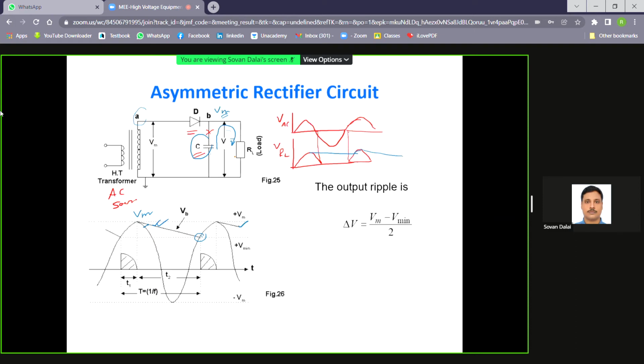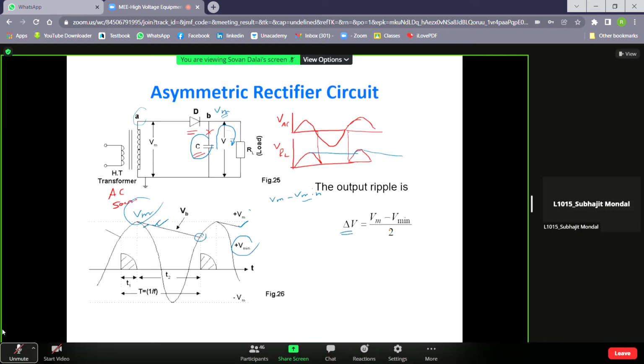And the voltage across the load varies from Vm to, say, this point, denoted as V minimum. So what is the difference of voltage across the load? Vm minus V min. And what is the voltage drop? At one instant this is Vm, at another instant this is V min. So the average voltage drop should be equal to Vm minus V min by 2. Is it clear to all of you? Clear?